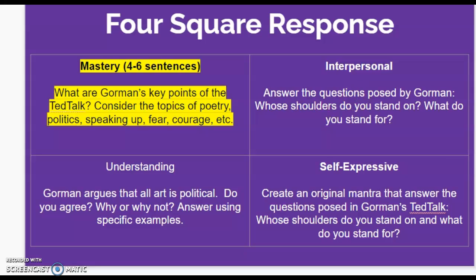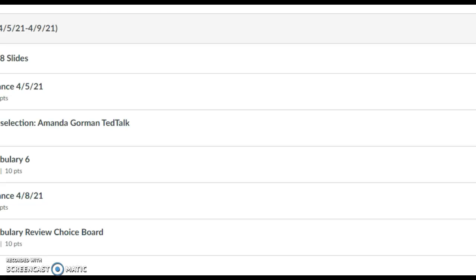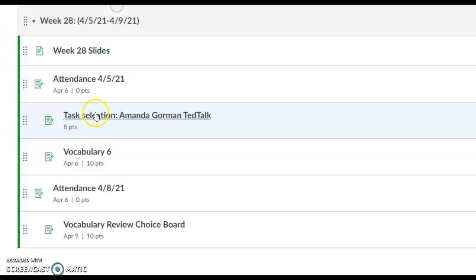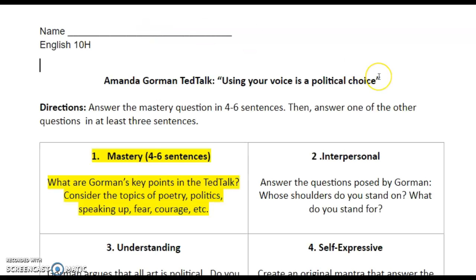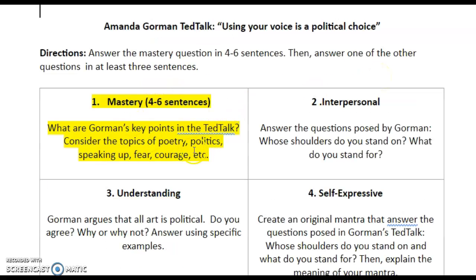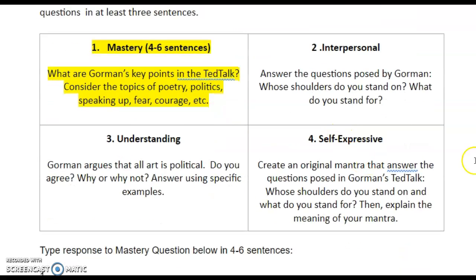I'm just pulling that up in the module right now, so I'm going to bring that over. So you'll actually type into that document that says Task Selection, Amanda Gorman TED Talk. Click on that blue link to open it. So everyone's going to answer this mastery question, 4 to 6 sentences, so a full paragraph, and then you're choosing either 2, 3, or 4 to answer.